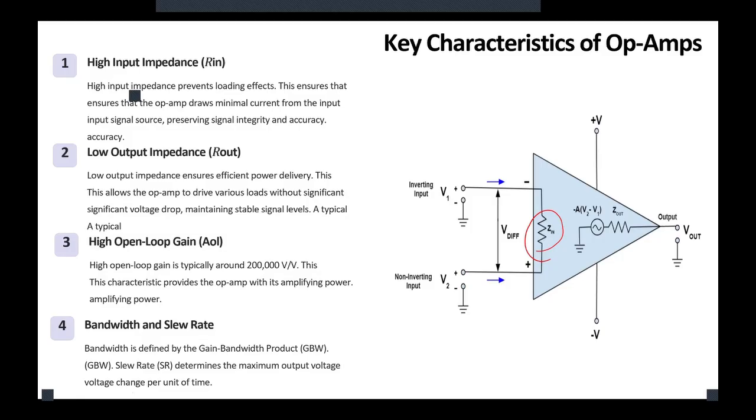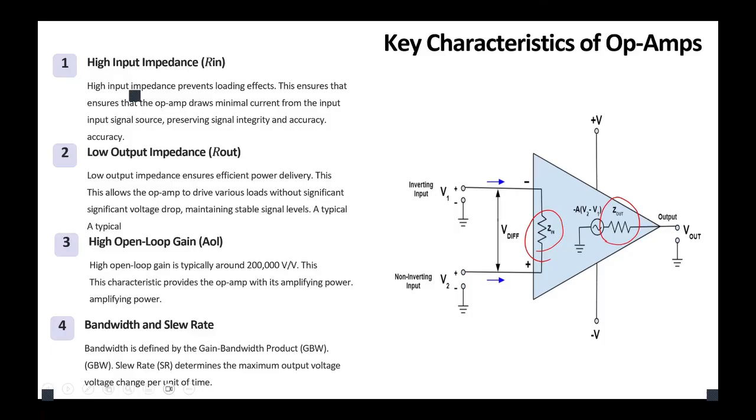So that high input impedance preserves the signal integrity. Another characteristic is a low output impedance. It's almost equal to 0. This allows the op amp to drive heavy loads without dropping the output voltage significantly. In other words, it can deliver power to the next stage in your circuit efficiently.